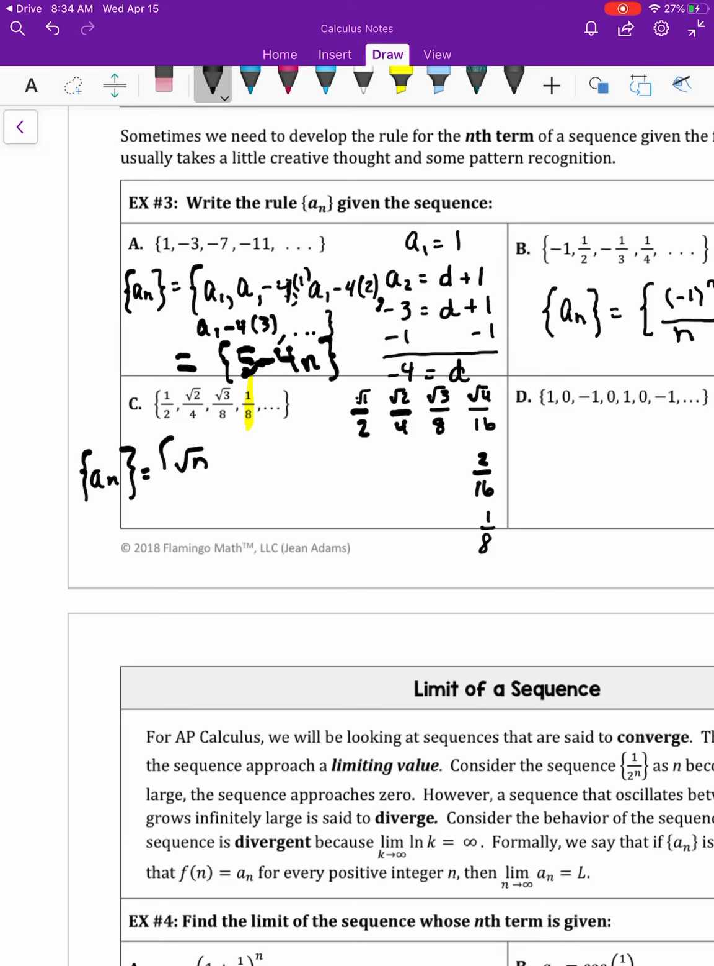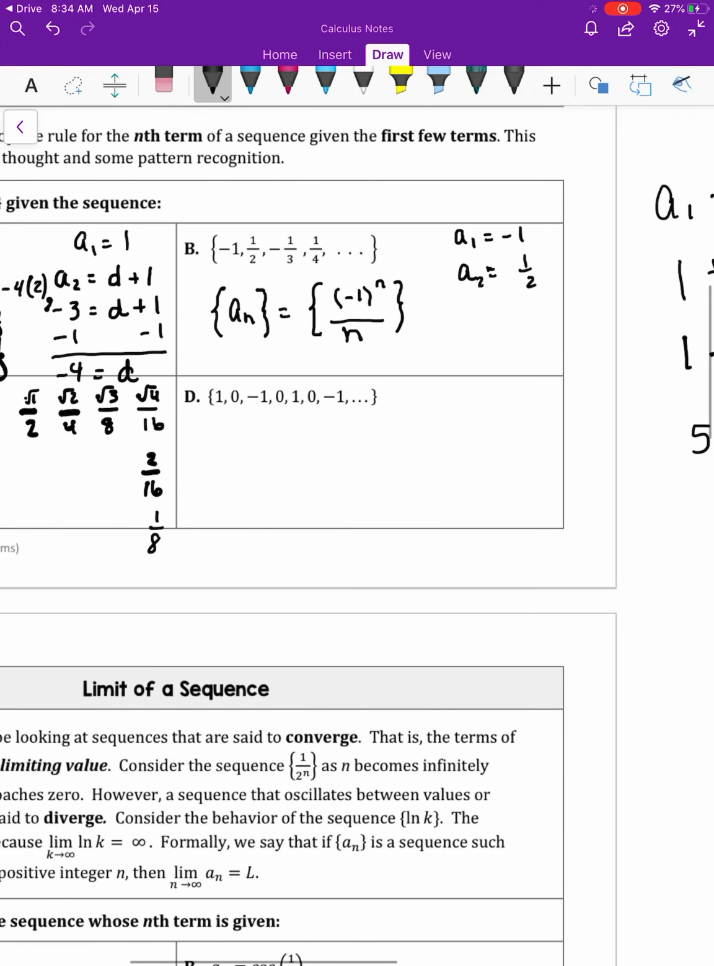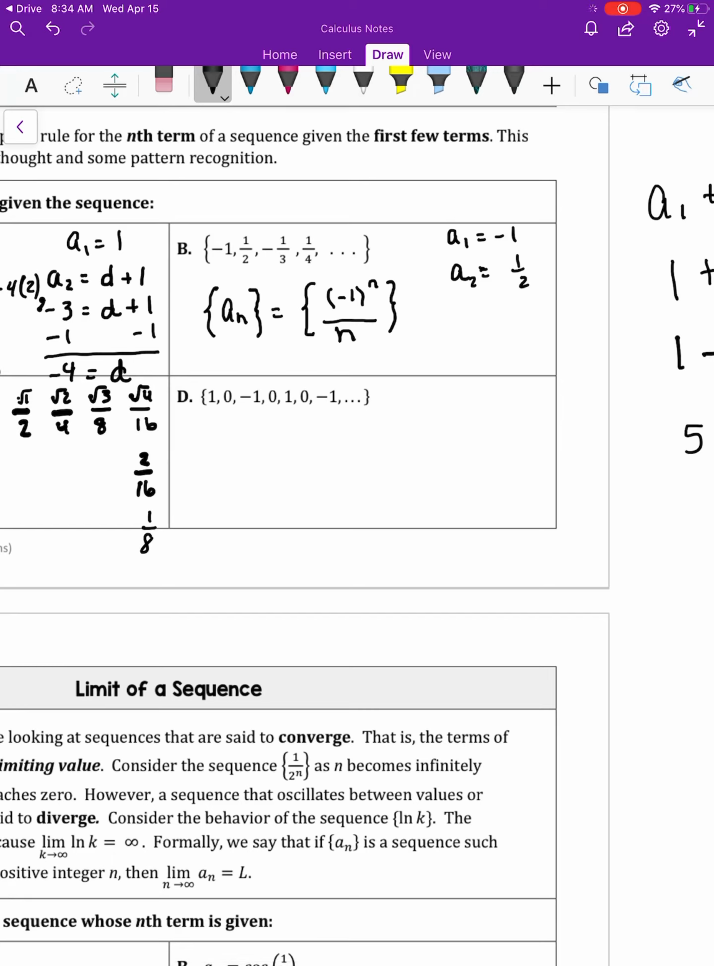Yes, it does. Bingo. So you can see that your numerator is doing square root of 1, square root of 2, square root of 3, square root of 4, which is going to be square root of n, over, and then this is going 2 to the first, 2 to the second, 2 to the third, 2 to the fourth, 2 to the n.